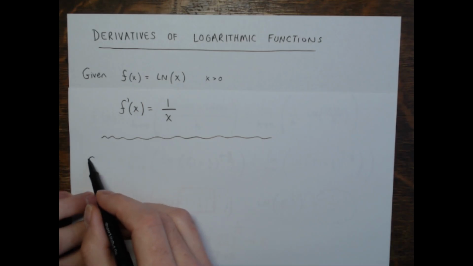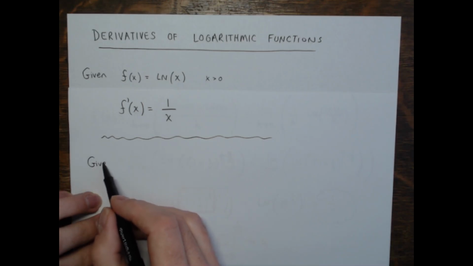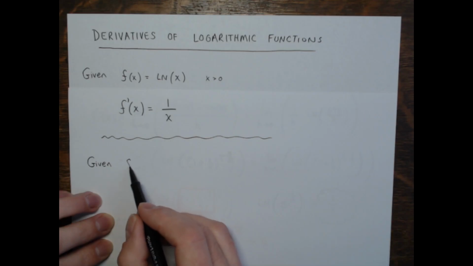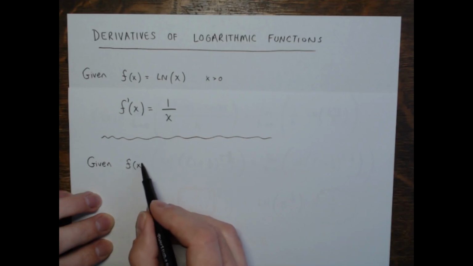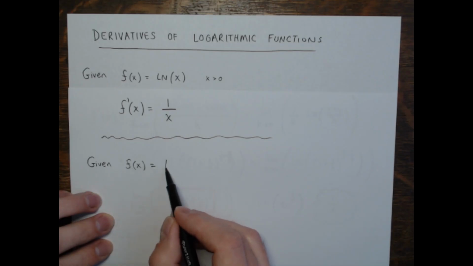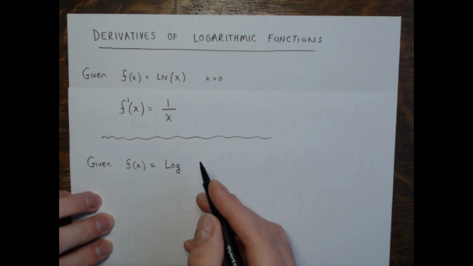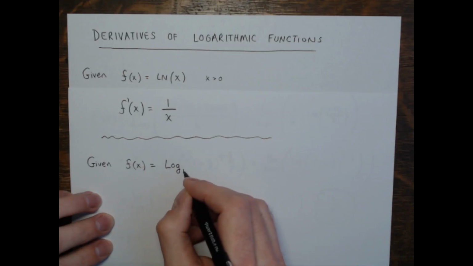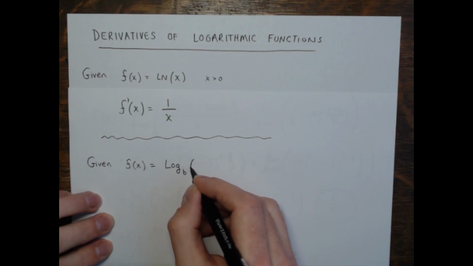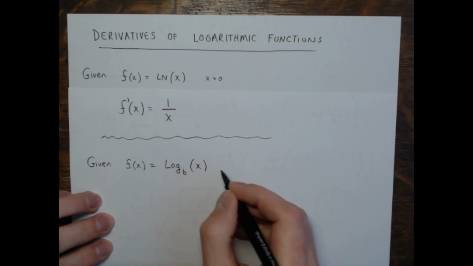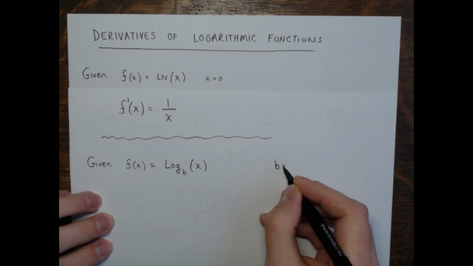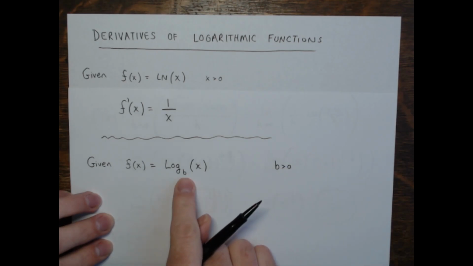So now say we're given a logarithm with some other base. So f of x equals, say, the logarithm, I'll just do base b here, for any base of x. So again, b was a positive number as well, right? You only worked with positive bases.